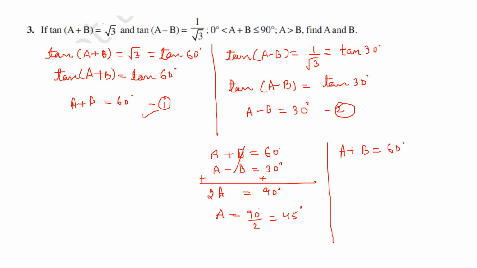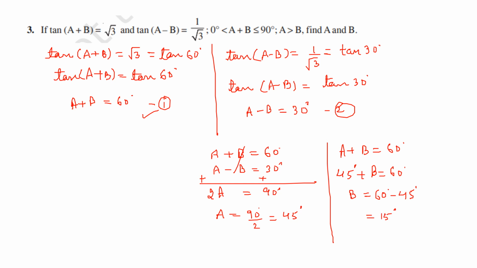From the first equation, I already got the value of A as 45 degree. So let's substitute it. 45 degree plus B equal to 60. So B will be 60 degree minus 45 degree. I will get my answer as 15 degree.